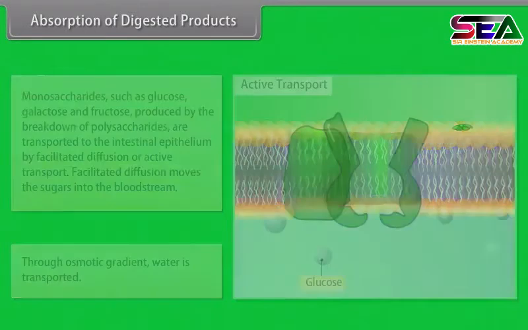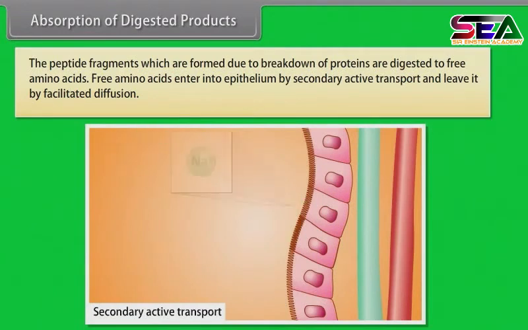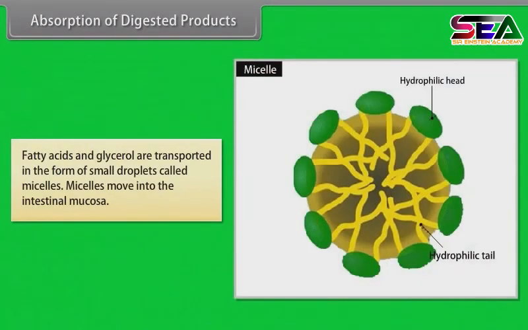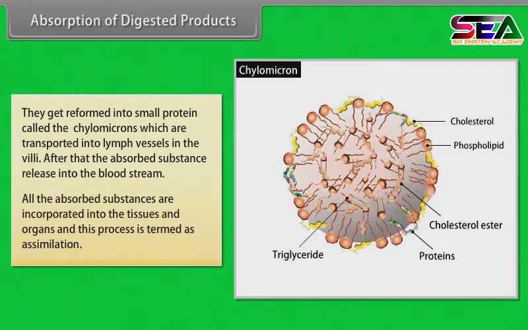water is transported. The peptide fragments formed due to the breakdown of proteins are digested to free amino acids. Free amino acids enter the epithelium by secondary active transport and leave it by facilitated diffusion. Fatty acids and glycerol are transported in the form of small droplets called micelles. Micelles move into the intestinal mucosa. They get reformed into small protein-coated globules called chylomicrons, which are transported into lymph vessels in the villi. After that, the absorbed substances are released into the bloodstream. All the absorbed substances are incorporated into the tissues and organs, and this process is termed assimilation.